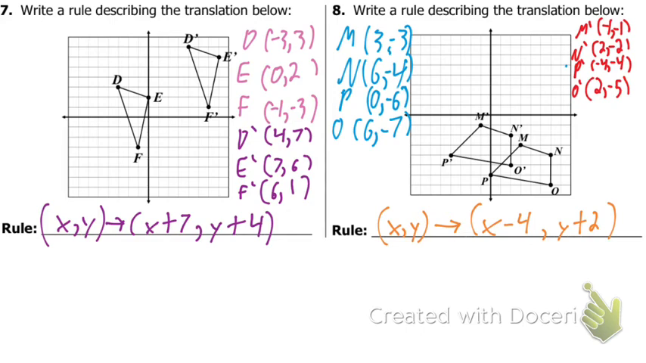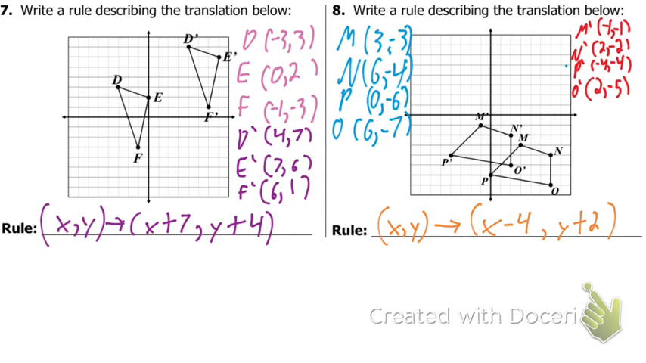Okay, so how far apart are these? How did I get from my original to my new? 3 to -1, I had to subtract 4. 6 to 2, I had to subtract 2. 0 to -4, I had to subtract 4.